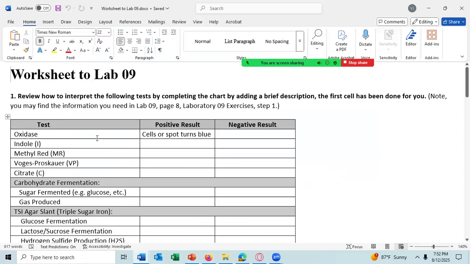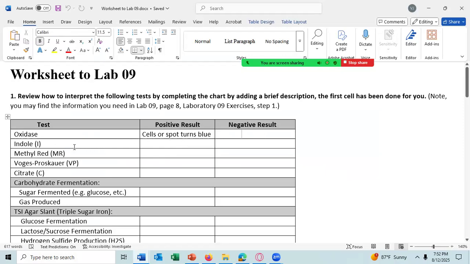So for doing the lab, review how to interpret the following tests by completing the chart, by adding a brief description. Oftentimes you can just put one word or two words. If you need to, you can expand the cell and add a whole sentence or longer. But fill in the table as the first one has a result in it to tell you. For the oxidase test, the positive result is the cells or a spot turns blue, and then give me the negative result. Obviously, it's the opposite of that.